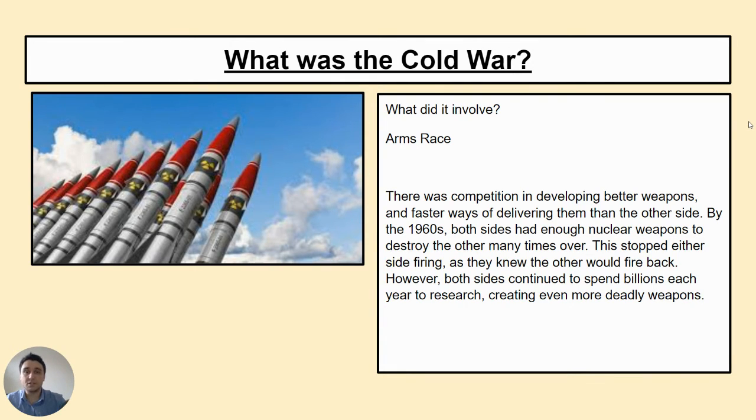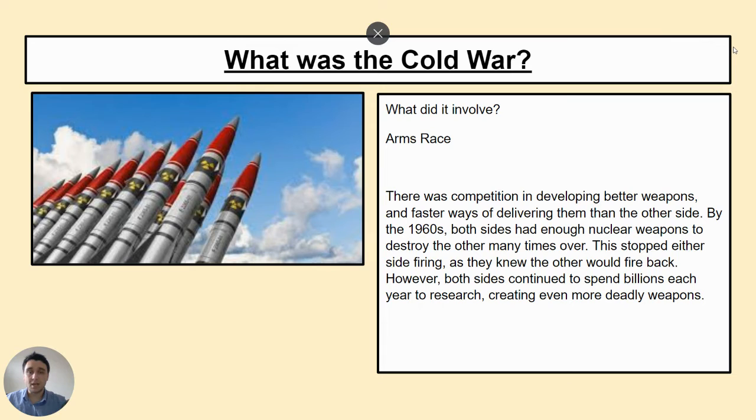If you remember when you looked at the atomic bomb, that was delivered by plane. It took a number of hours to get to Japan and back. They were looking for new ways of developing and delivering missiles. And by the 1960s, both sides had enough nuclear weapons to destroy the other side many times over. Now, this sounds like it was threatening, and it was, and billions of pounds were spent on this.